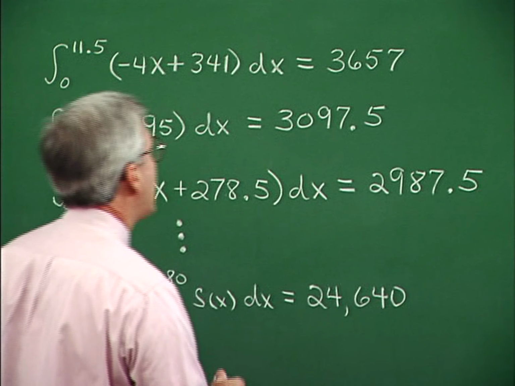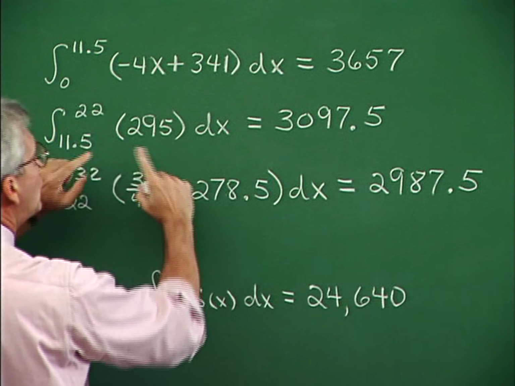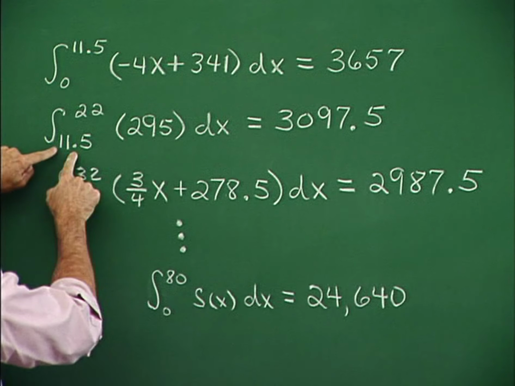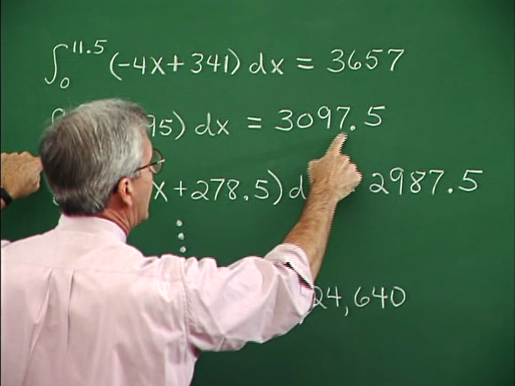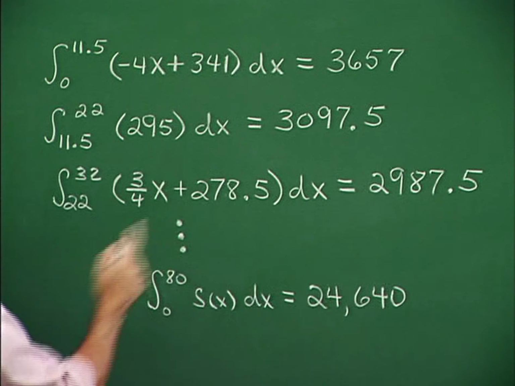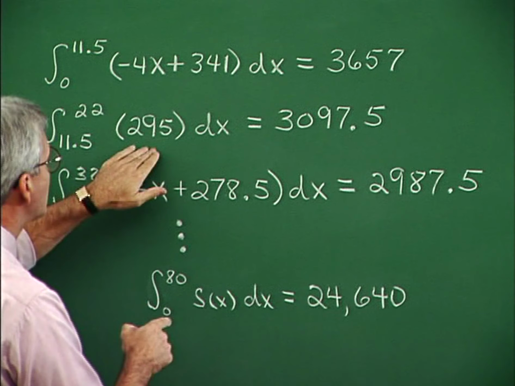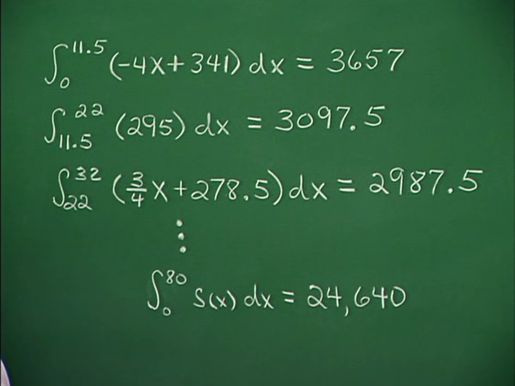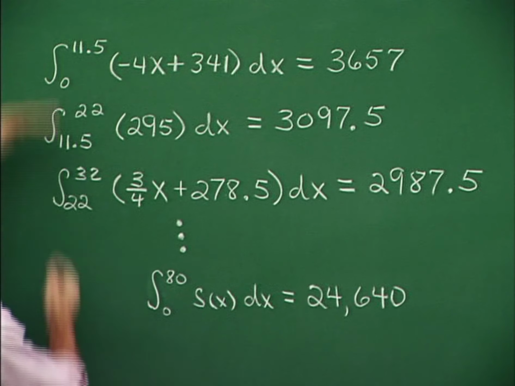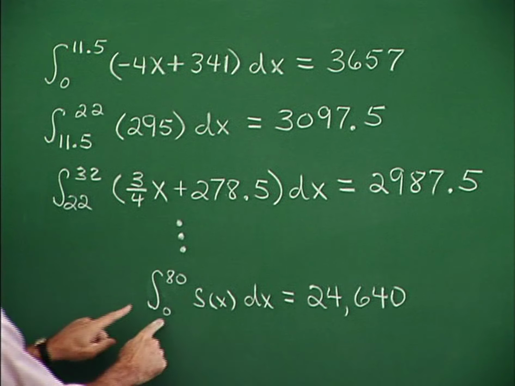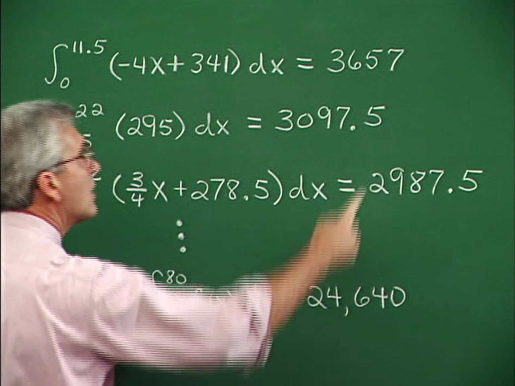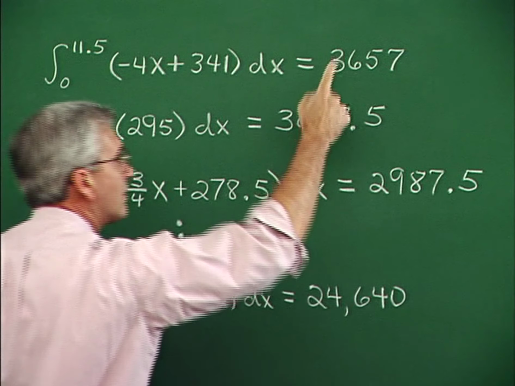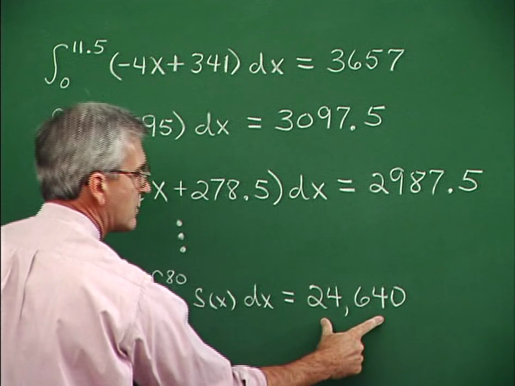Interesting notion, isn't it? And then here, the accumulated speed in the interval 11.5 to 22 turns out to be 3097.5, and so on for all of the other little intervals and the various sub-functions that we have, the piecewise function. And then for all of these integrals, we have the integral from 0 to 80 of that speed function, which is the total of all of these values, and the total of these integrals is 24,640.